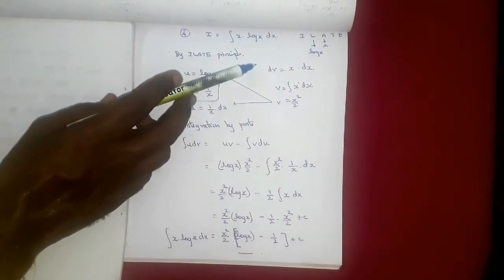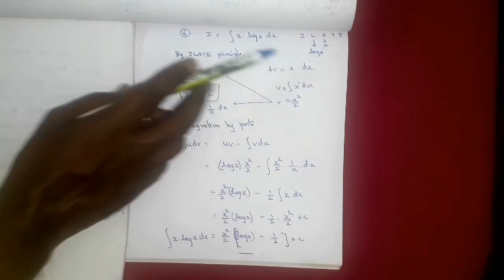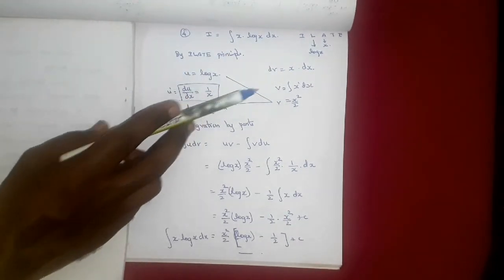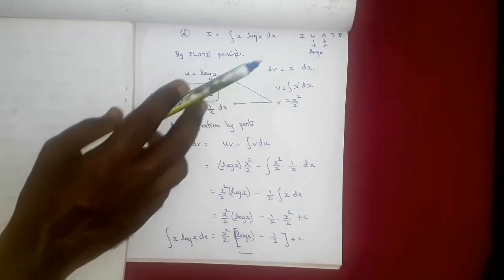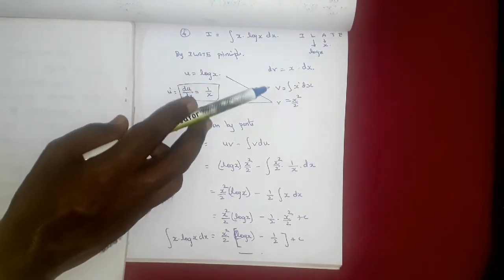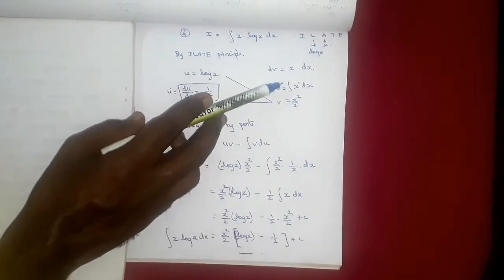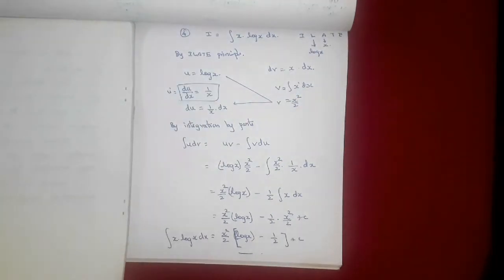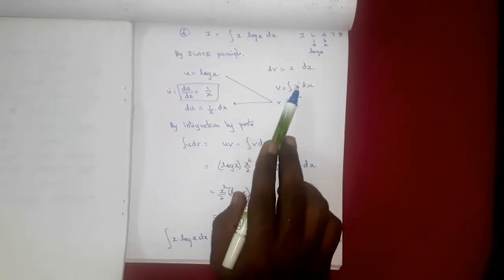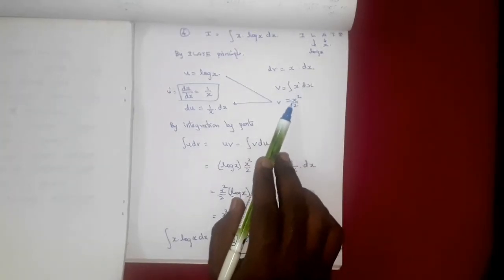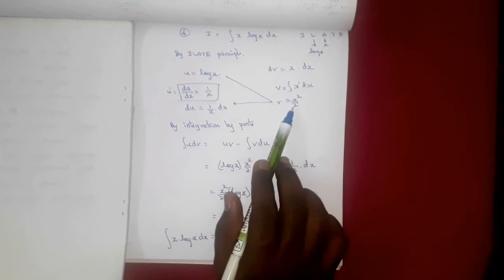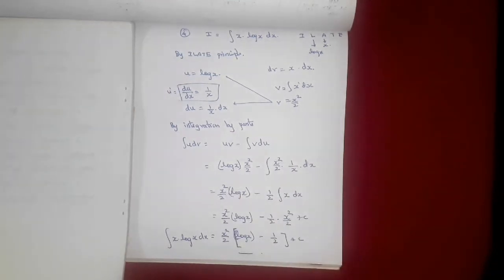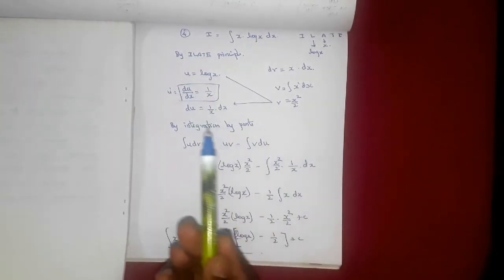On the other side, dv equal to x into dx. We want to find v, so integrate on both sides. On this side when you integrate dv, we get v. And on this side we integrate x power 1 dx. We know the formula: x power n integrates to x power n plus 1 by n plus 1. So x power 1 plus 1 by 1 plus 1, that is x power 2 by 2. So v is x power 2 by 2. Okay, we got the answers for u, v and du.